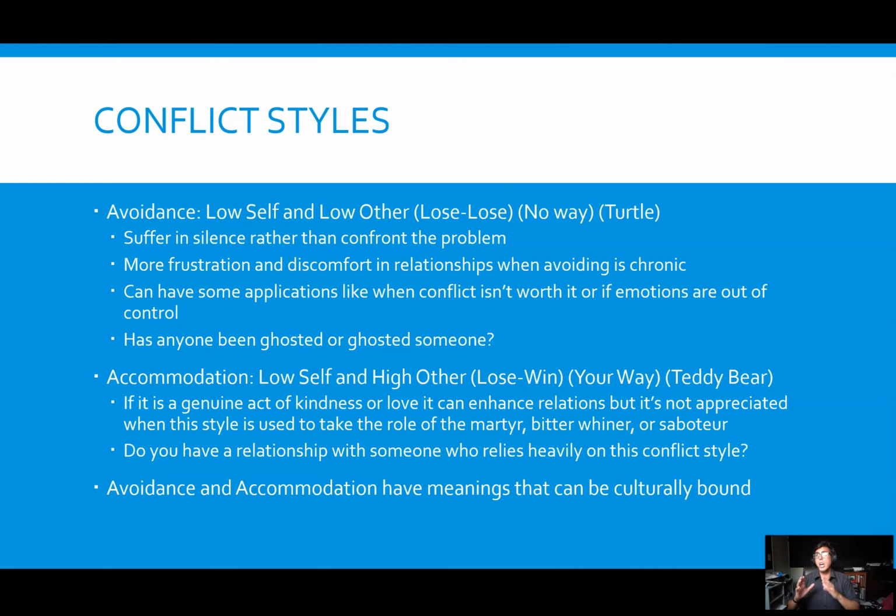So now let's talk about the different types of conflict. There is avoidance, accommodation, competing, compromising, and collaborating. So we are going to go ahead and dive into each of these five, starting off with avoidance. Avoidance shows a low concern for the self and a low concern for the other person.